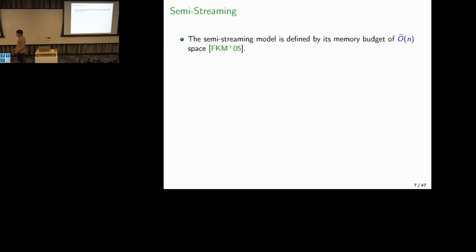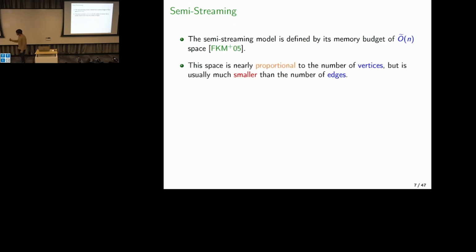Okay, so let's come back to semi-streaming. Feigenbaum et al. defined this model of semi-streaming with the memory budget of O tilde n. This is roughly close to the number of vertices, but much smaller than the number of edges potentially, right? Because the edges could be of size n squared.